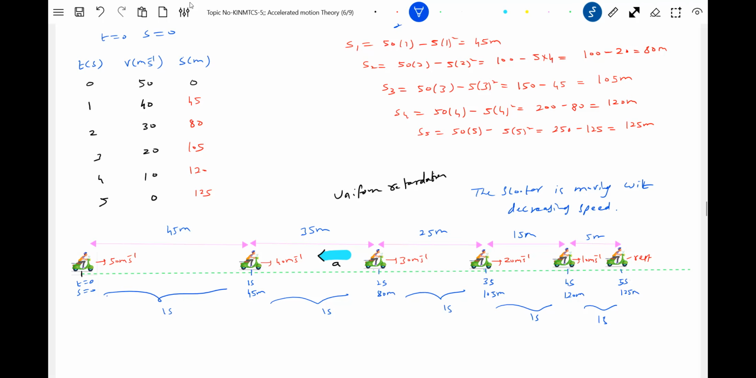In the first second, it will cover 45 meters. Next second, 35. Next second, 25. Next second, 15. Next second, 5 meters. Able to understand this? This is a very firm idea a student must have. It is a basic idea throughout physics. This thinking is going to help us. Okay, let's plot the graphs.